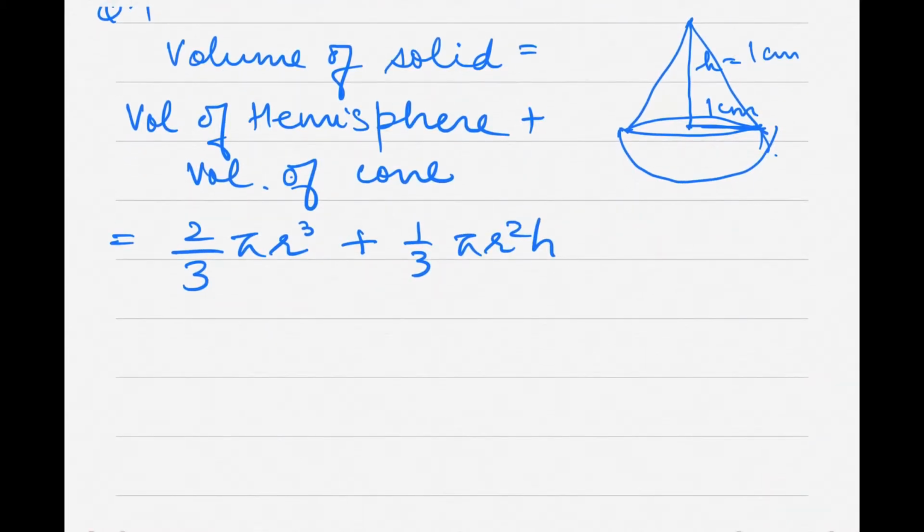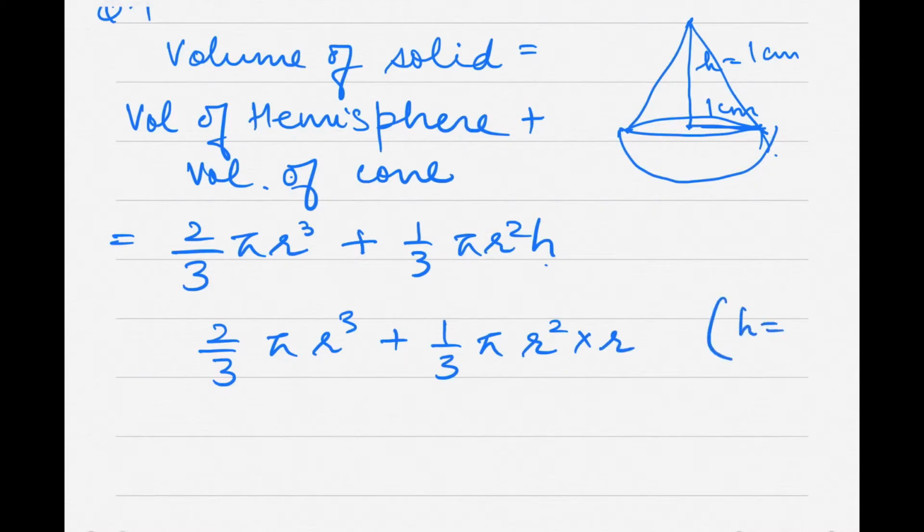So now we'll substitute the dimensions. For the cone, we can take 1 by 3 pi, radius is same, so r square, and pi is same only, right? So 1 by 3 and h is also equal to r, right? So either we can do like that, 1 by 3 pi r cube plus 1 by 3 pi r square into r, because h is equal to r. So that way also I can do. So 2 by 3 pi r cube plus 1 by 3 pi r cube.